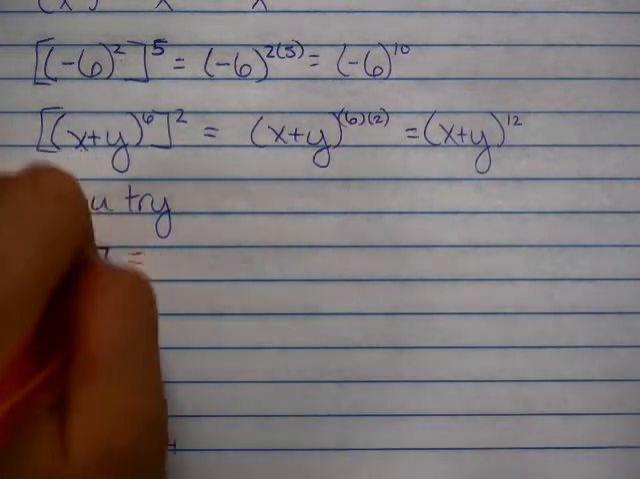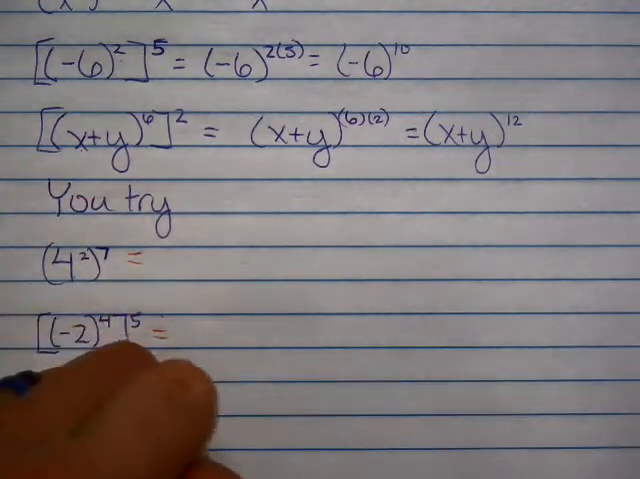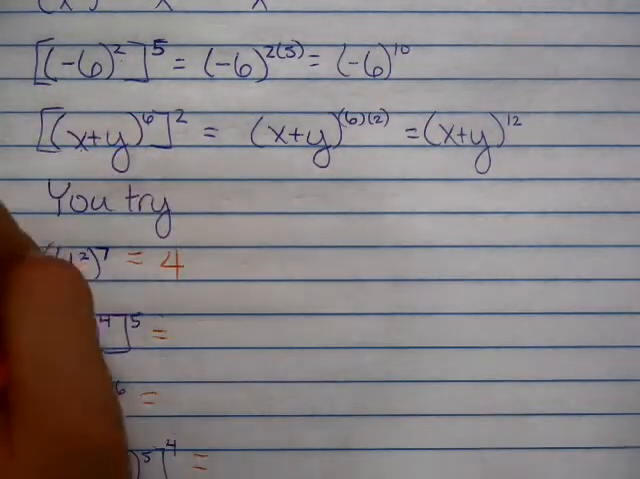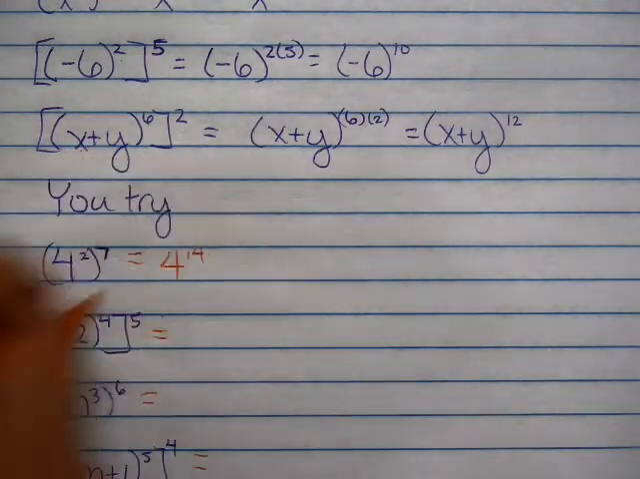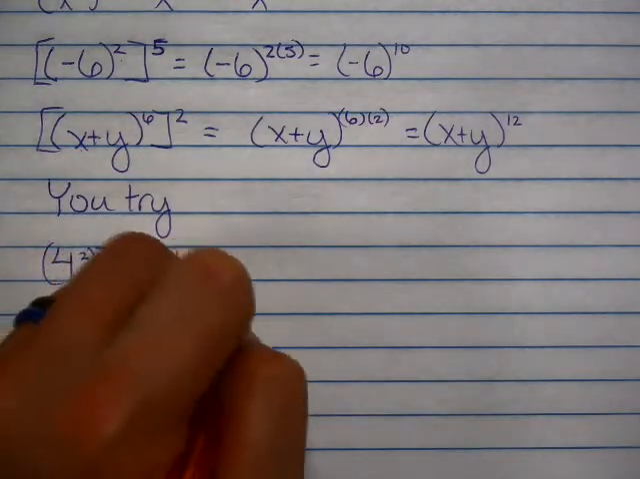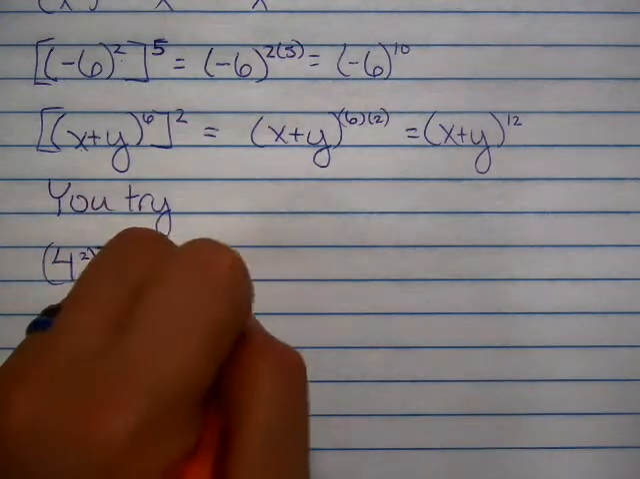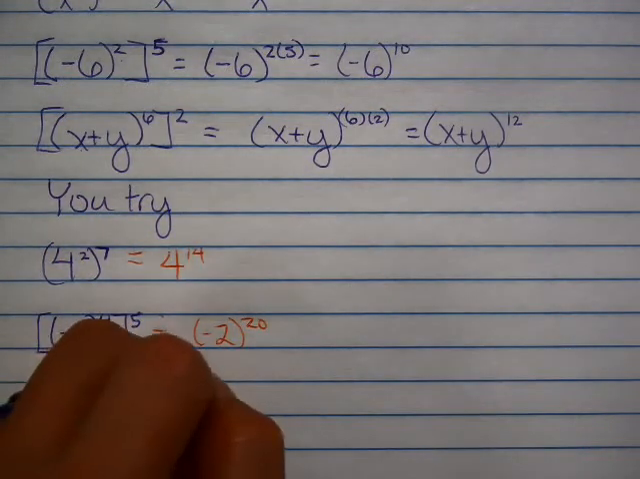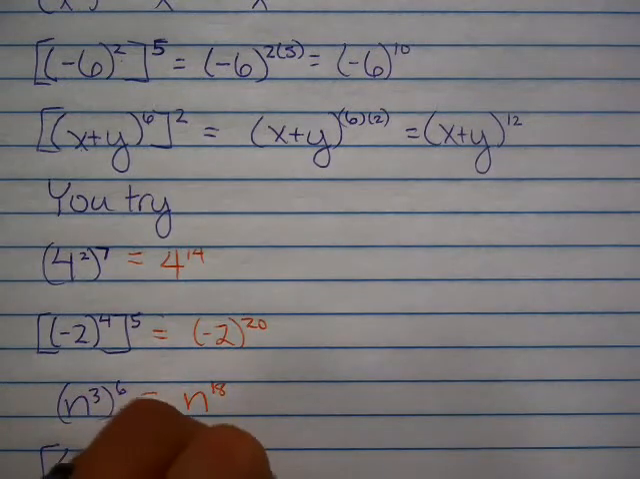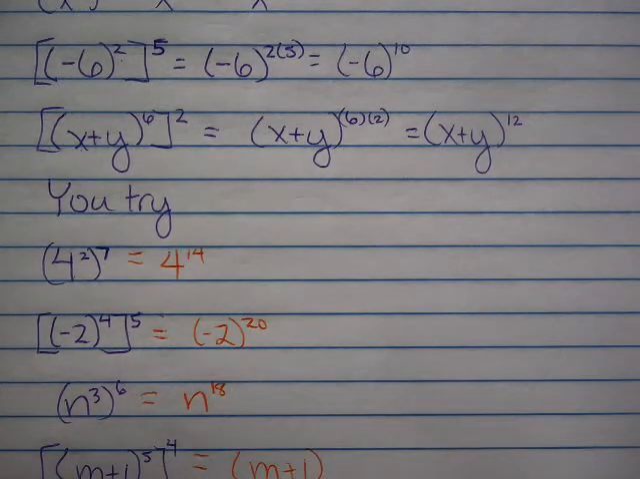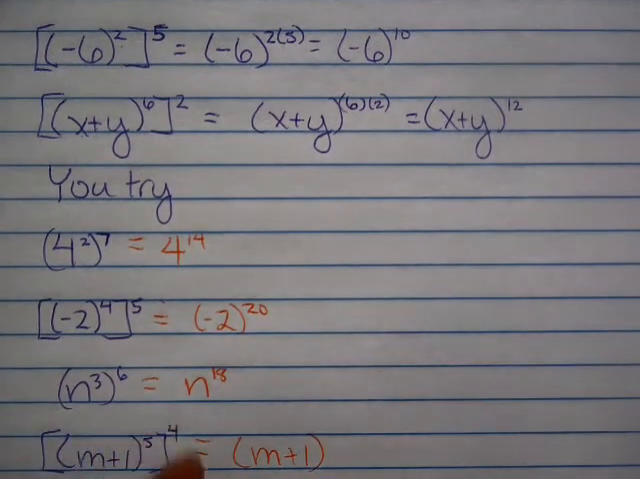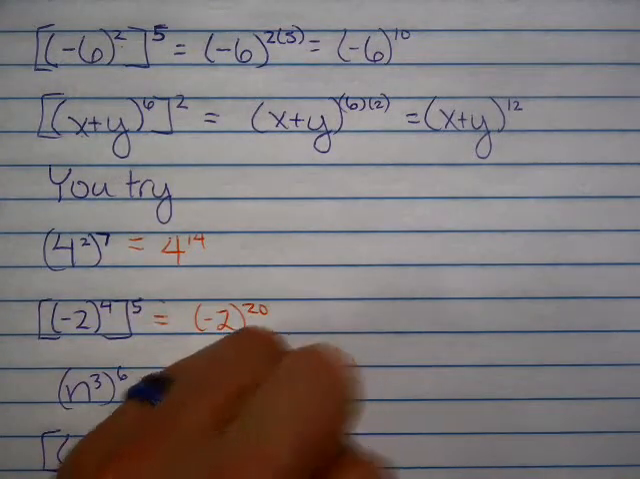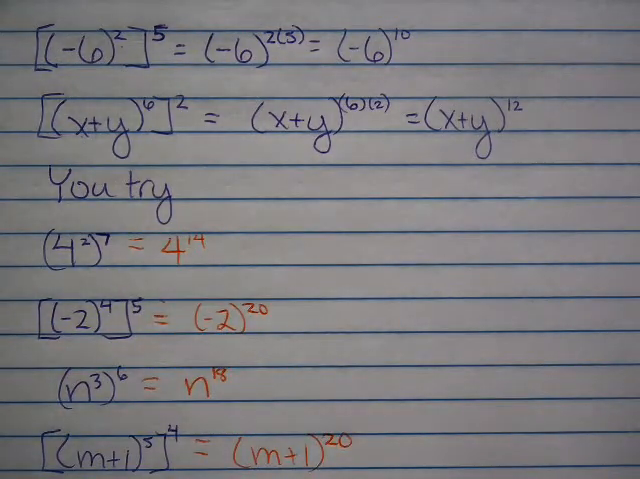Okay, thanks for pausing. So let's check. So I have 4 to the 2 times 7, so 14. Negative 2 to the 4 times 5, so 20. n to the 3 times 6, so 18. And m plus 1 to the 5 times 4, so that would also be 20. So far so good. Hope it's starting to make a little more sense.